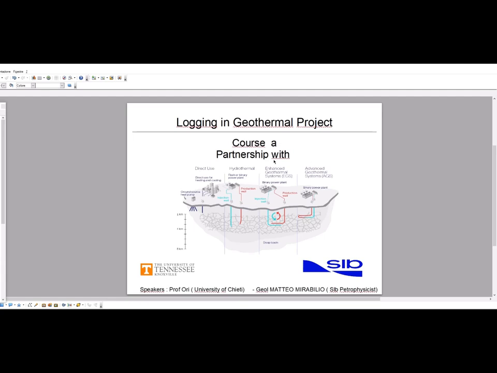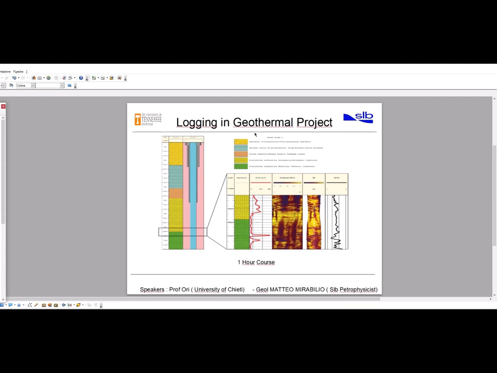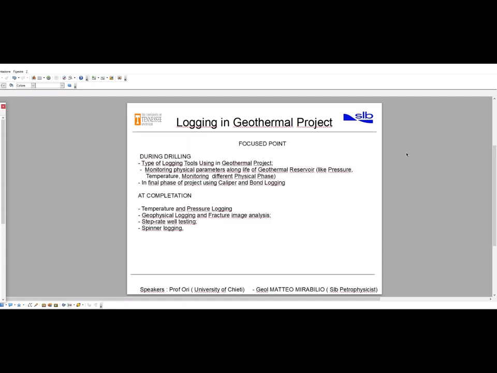Today we are presenting the new course. Generally this course is made in partnership with a university, in this case with the University of Tennessee. Today we are talking about logging in geothermal projects. It's a special course about the logging techniques in geothermal projects, and so you are focused on different points. We have different approaches.